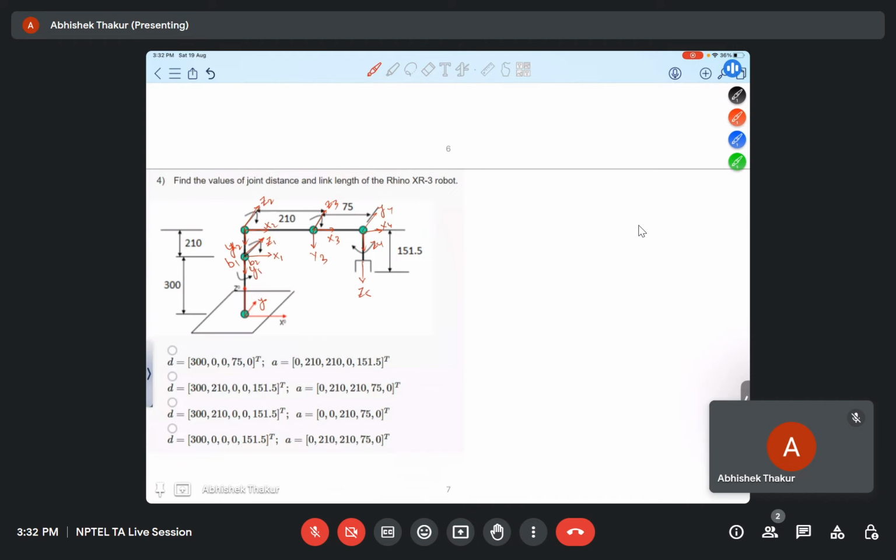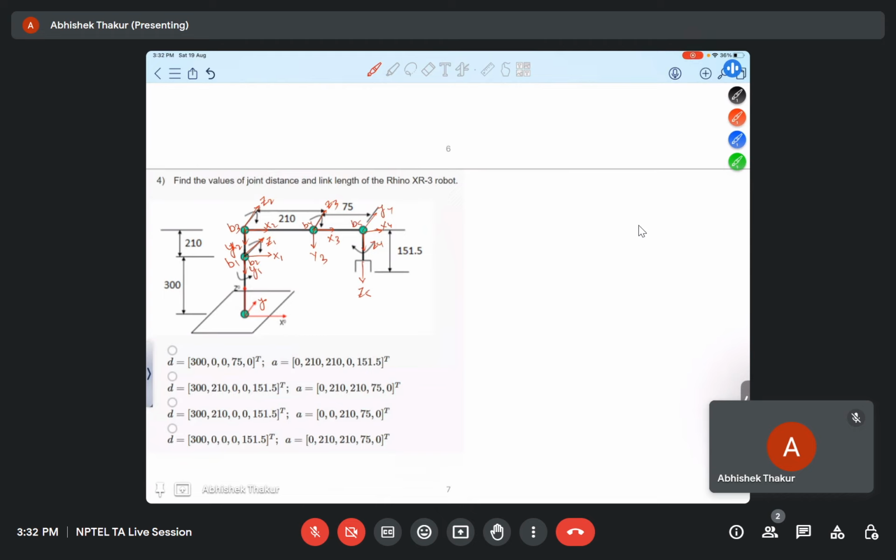b3 will be the intersection of xk and zk minus 1. So x3 and z2. So this will be our b3. b4 will be x4 and z3. This is our b4 similarly, okay? And this will be our b5. So b5 will be the intersection of z5 and x4, x5 and z4. So okay, this is our b5.